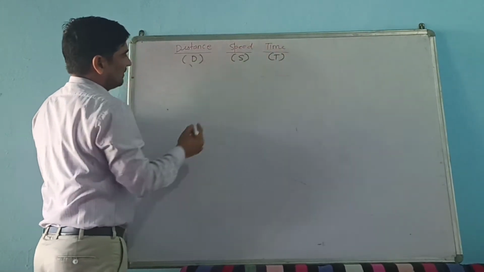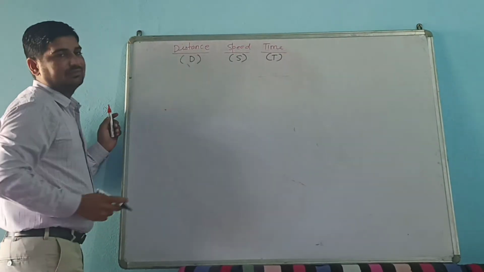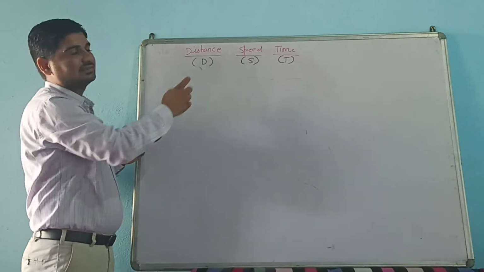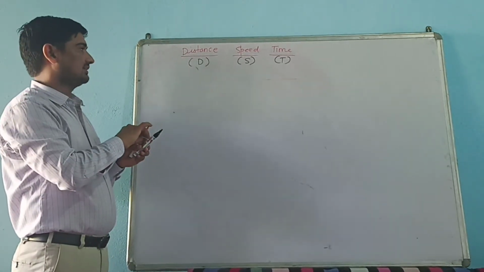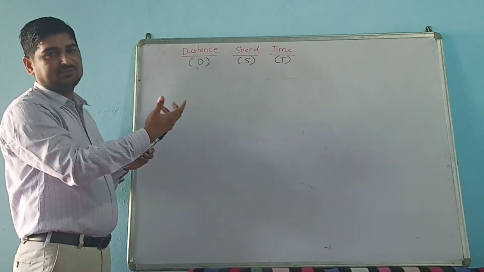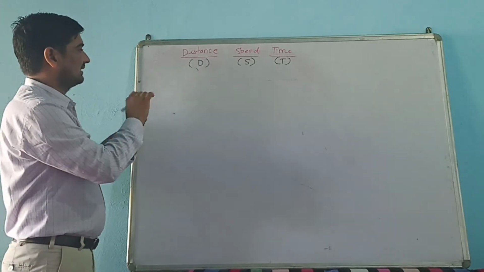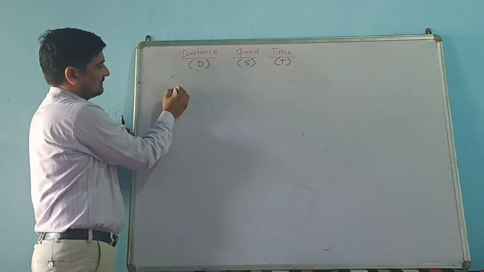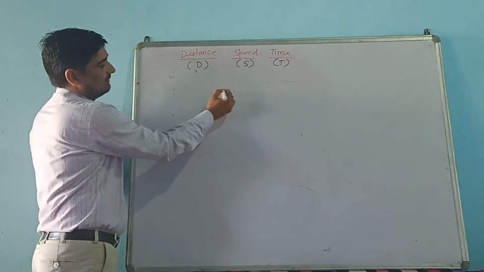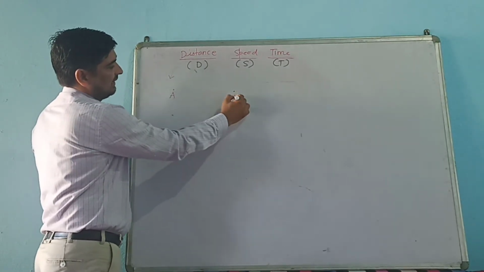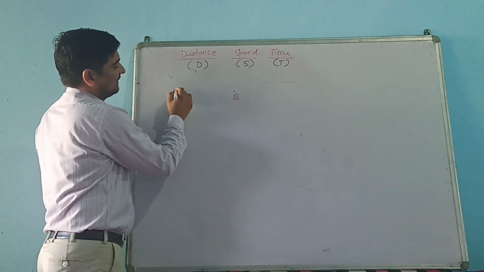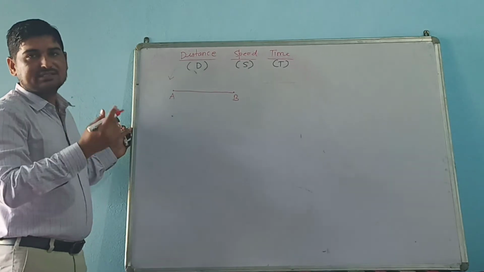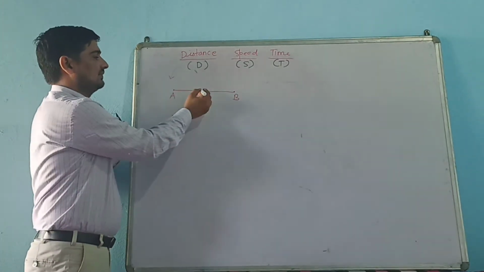Here, I will give you a brief about distance, speed and time so you have a better idea. Then we will relate these three terms, how they are related to each other, whether they are related or not, which you will find out through an example. First, distance: there will be a starting point and an end point. Suppose I am taking A as the starting point and B as the final point, reaching point or destination point. You may call it by different names.